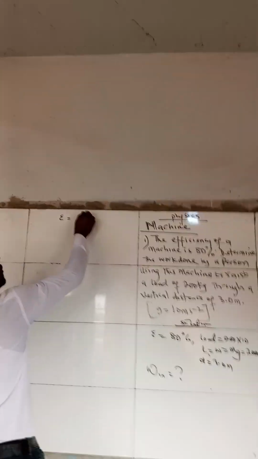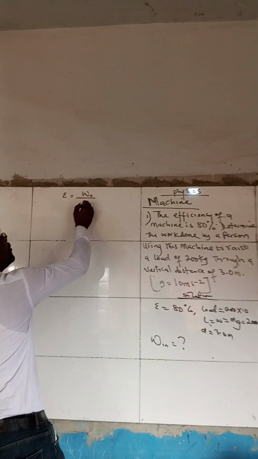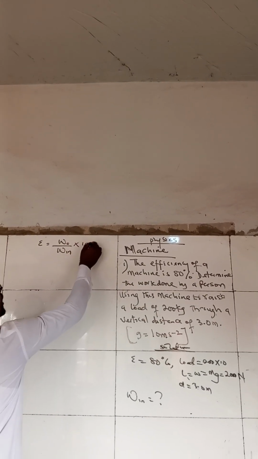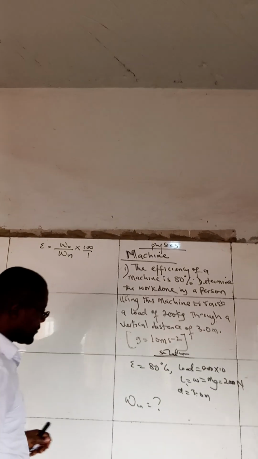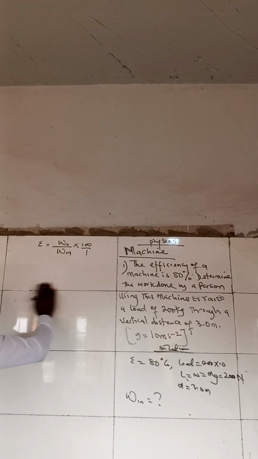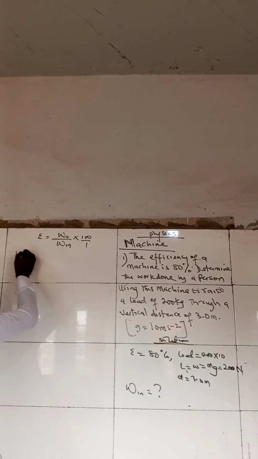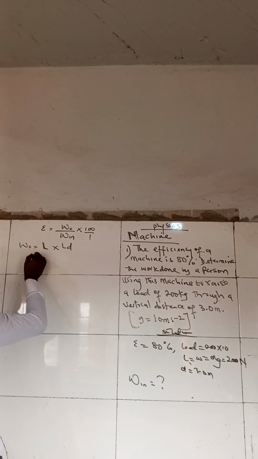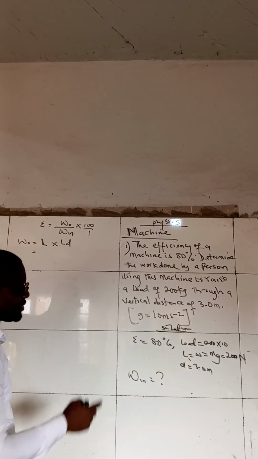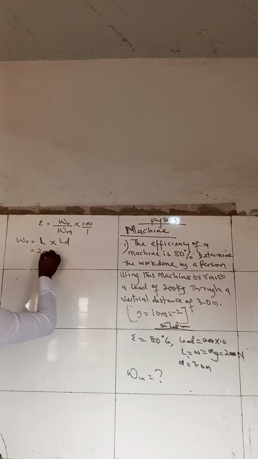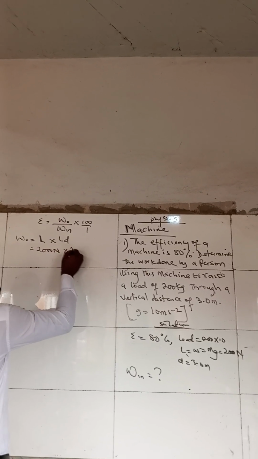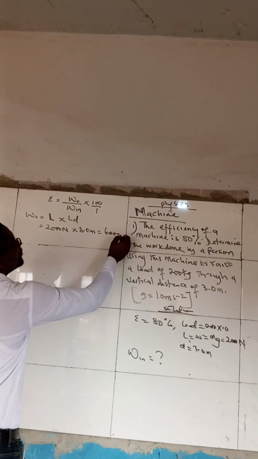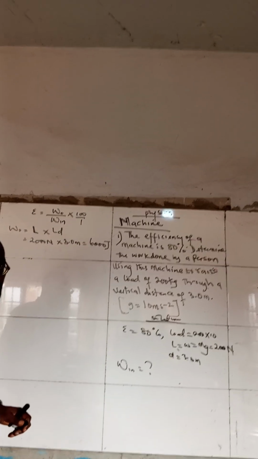Efficiency is simply work output, which I represent with WO, over work input, which I represent with WI, times 100 over 1. Also, we need to know that every other thing is there apart from work output. Work output is load times load distance. So what is our work output? Our load is 2,000 Newton multiplied by the load distance of 3.0 meters, so we have 6,000 joule. That's the unit of work.